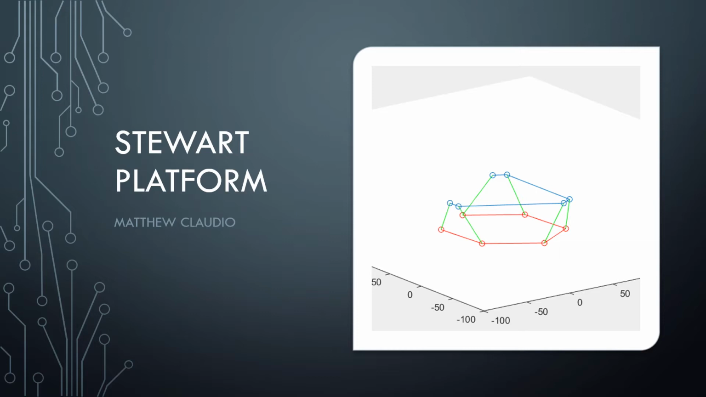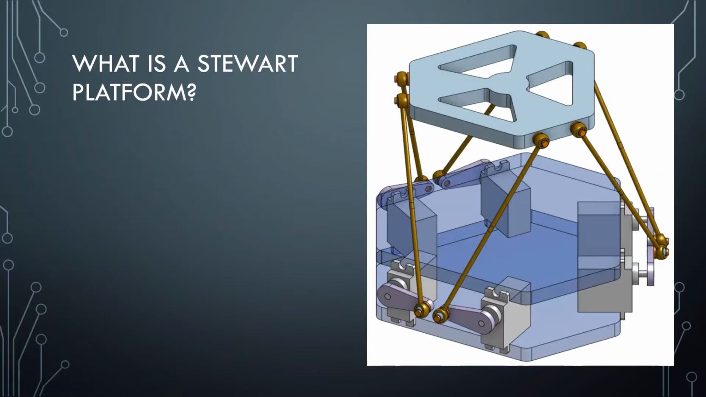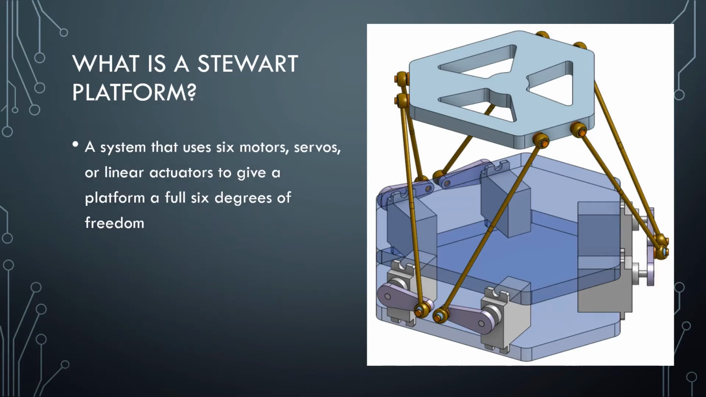So let's get started. So real quick, what is a Stewart platform? It's a system that uses servos, motors, or linear actuators to give a platform a full 6 degrees of freedom. For each motor or servo, we have a degree of freedom applied to the system. So here, first off, we have the base, and then we have our motor, and then there's a servo horn and a rod that connects to the platform here. In more advanced systems, they use linear actuators, which would have a hypotenuse here, and that would be where the actual linear actuator would go rather than these over here.